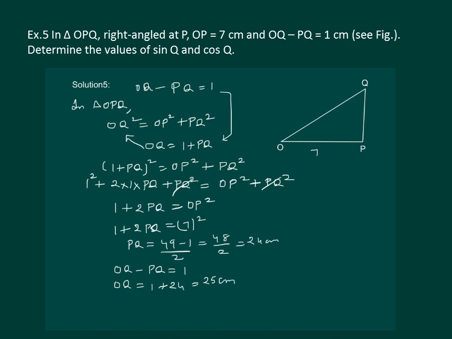Now simply we can find sin Q equal to 7 by 25 and cos Q will be 24 by 25.